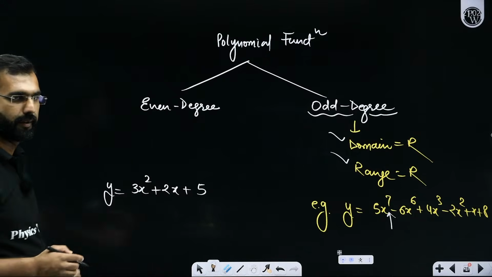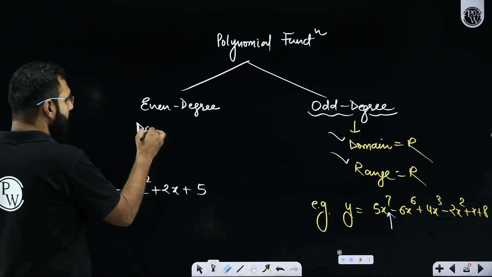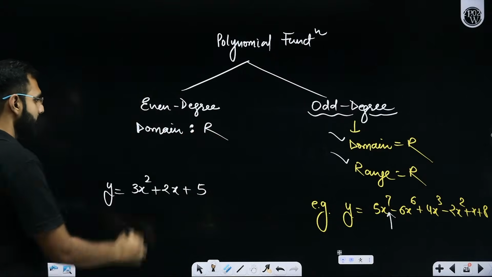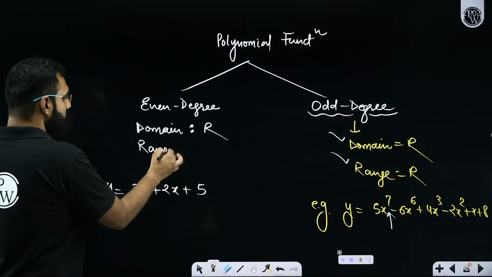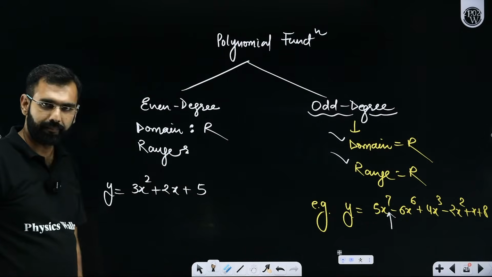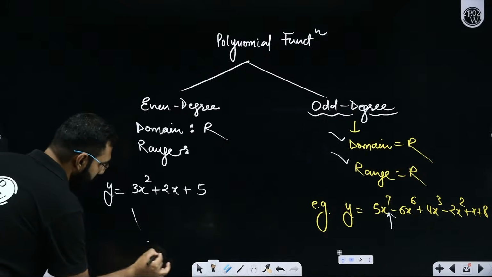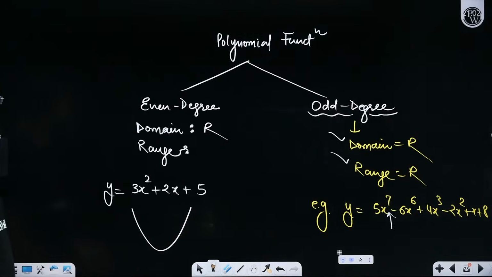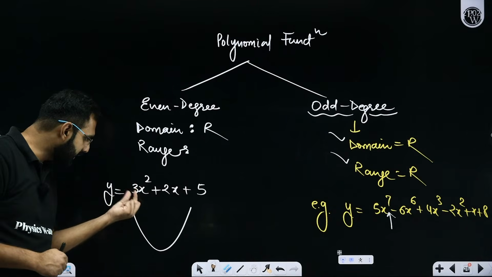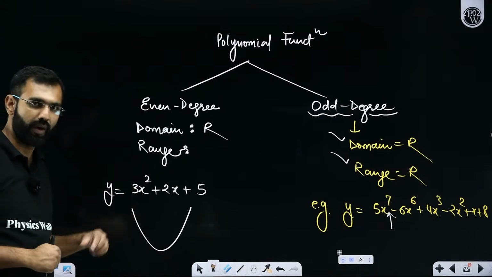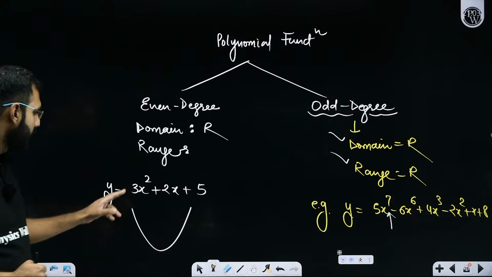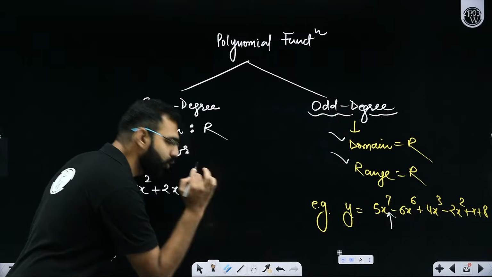even degree polynomial, then domain for any polynomial, even or odd, whatever it is, will always be real, but range will not be real numbers for even degree polynomials. It is a quadratic. So when you draw a quadratic, it will be either an upward facing parabola or downward facing parabola, depending on the quadratic's highest degree term's coefficient, which is the coefficient of x squared. So if 3 is given over here, which is positive, it will be an upward facing parabola. If the coefficient of x squared is negative, it will be a downward facing parabola.